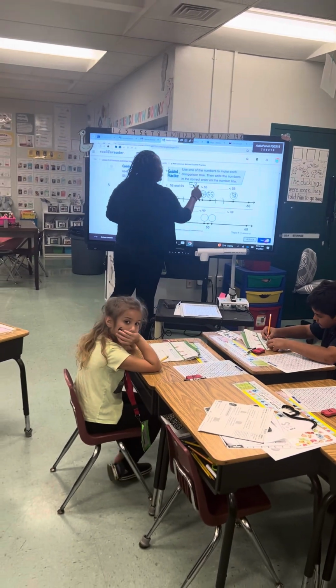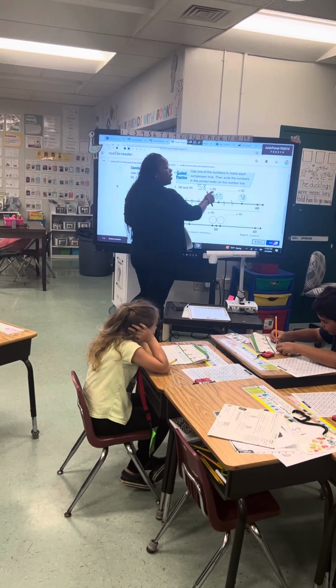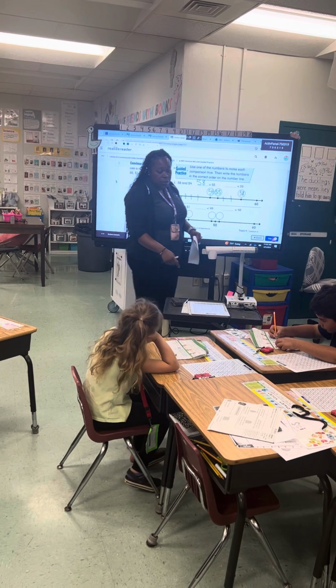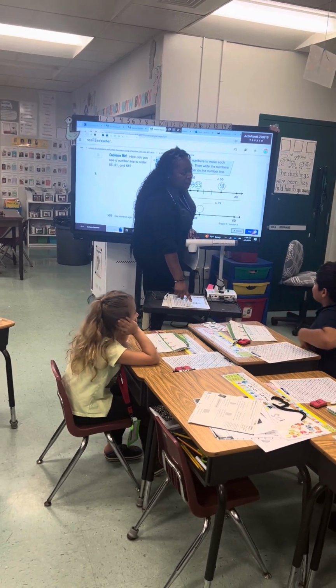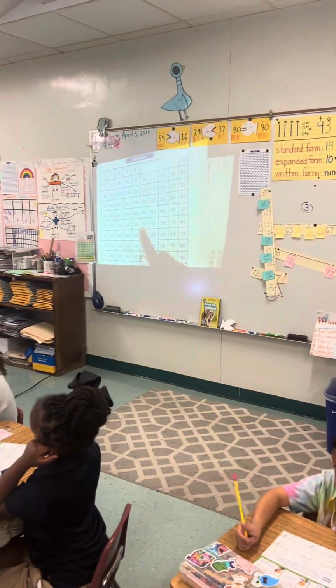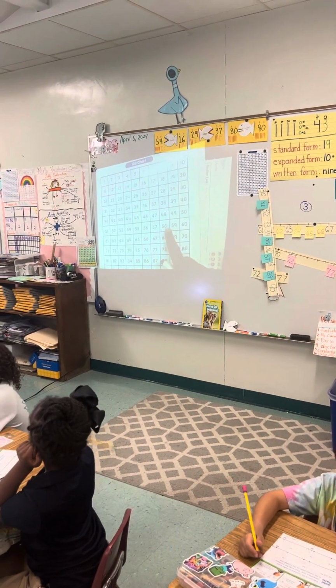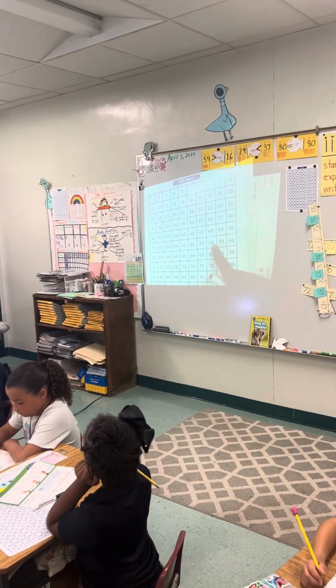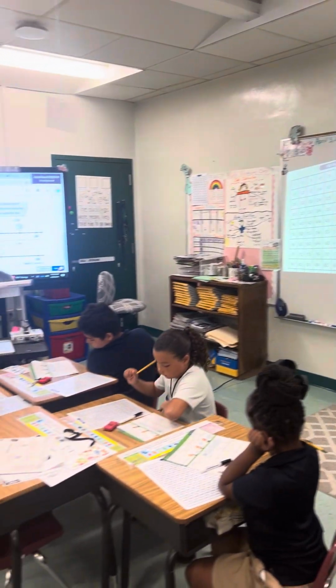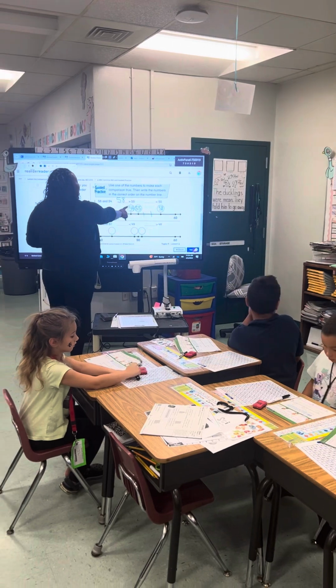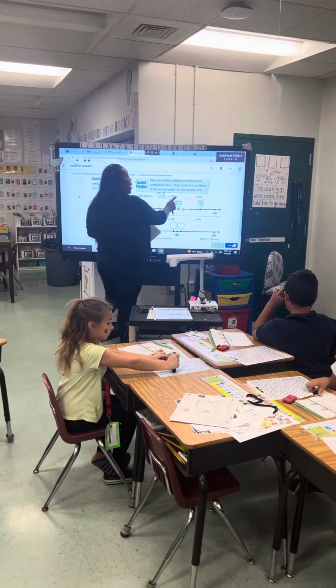Yes. 58 is greater than 55. Because if you look at your 100s chart and you look at number 55, you're going to the right on the 100s chart. And remember, the numbers get larger. They get greater as you move to the right. So Noah is correct. 58 is greater than 55.